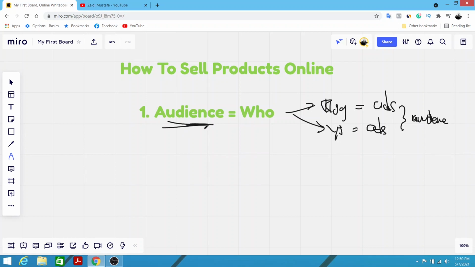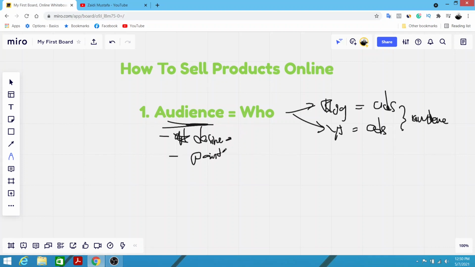All right, so once you have the audience, you need to know, in order to have an audience, what their desire is, right? I'm sorry about my writing, because I'm literally writing with my mouse right now. So you need to know what their desire is. Okay, so what is their pain point, right? What is their pain point?